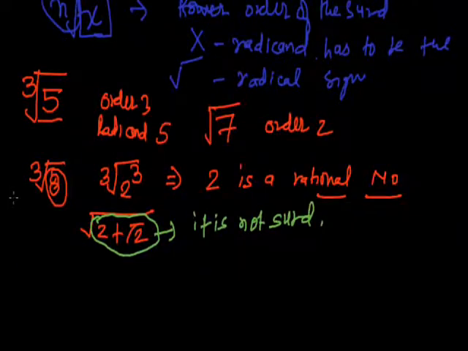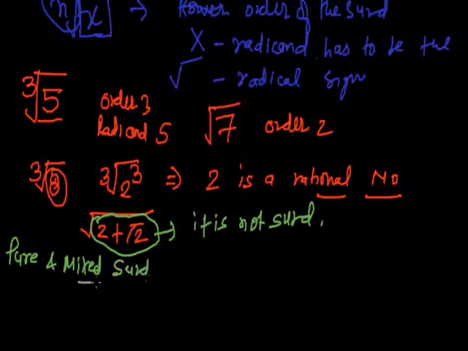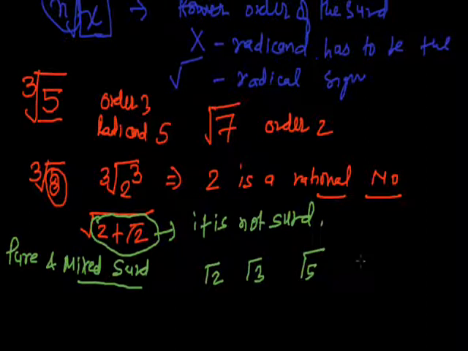We can talk about the pure and the mixed surds. What are pure and mixed surds? Pure surds are those surds which have a multiplying factor of 1. For example, √2, √3, √5. These are called pure surds. And mixed surds are those surds which have a multiplying factor.